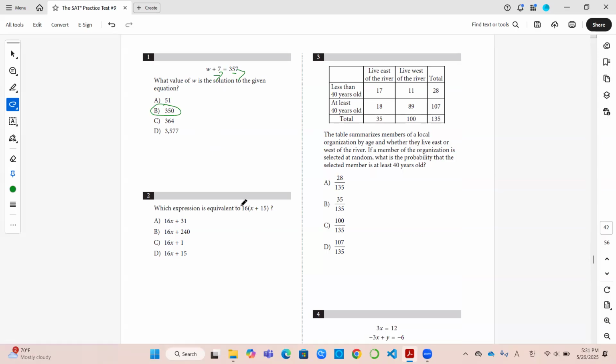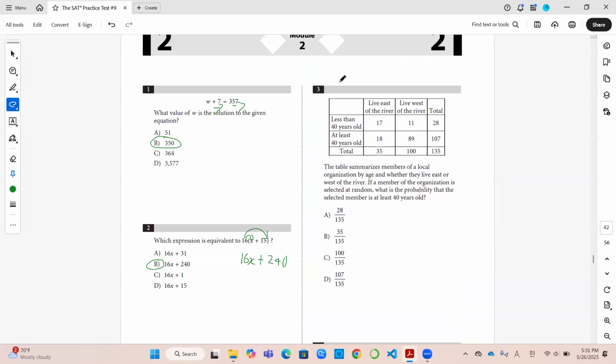Question number two, just multiply the 16 with the X, and then what's 16 times 15? 240. So B as in boy is correct for question two.